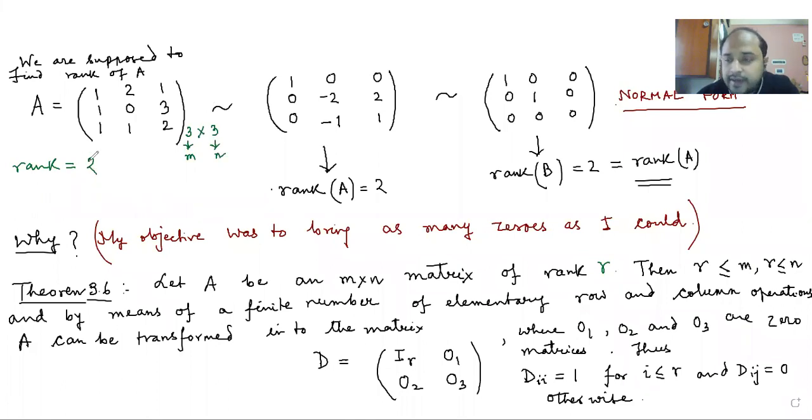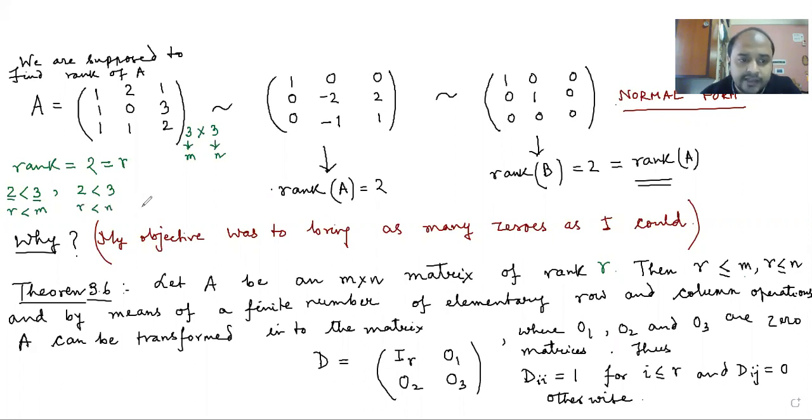Now since the rank of the matrix is 2, we have rank equal to r. If I want to relate this theorem with the given matrix, you can easily say that 2 is less than 3, r is less than m. Again I am writing 2 is less than 3, as r is less than n. So here I am writing 2 less than 3 because r is less than m, and here 2 less than 3 because r is less than n.